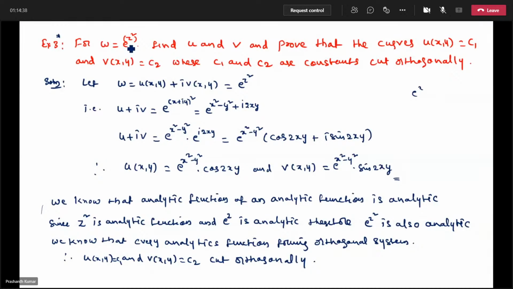Once it is analytic, definitely we know that every analytic function forms an orthogonal system. We showed this in the previous one. This function is an analytic function. Therefore, u and v form an orthogonal system. Therefore, the u and v curves cut orthogonally. That is the answer.